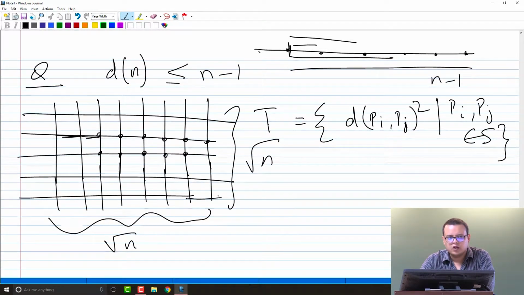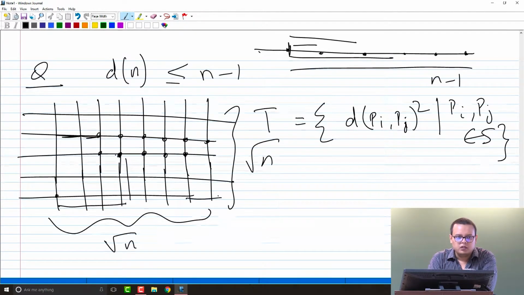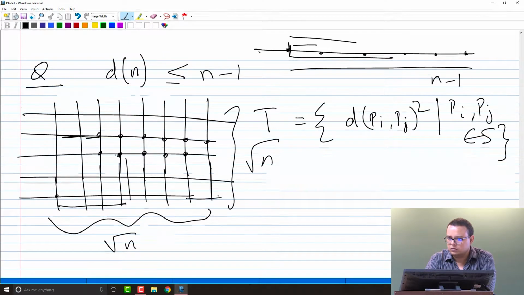So rather than taking the distance, I am taking the square of the distance. What is the use of taking the square of a distance here? It will give me integers. For some i, some j, the square of the distance between this point and this point will be i squared plus j squared. What is the maximum value of d pi pj squared?